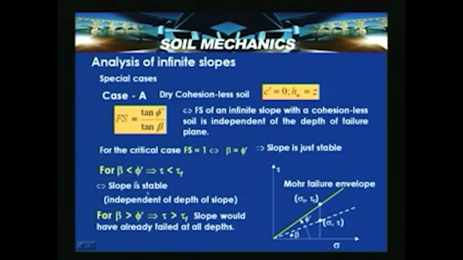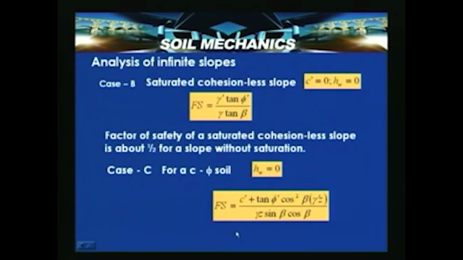So, for beta less than phi', tau is less than tau_f, the slope is said to be in stable condition independent of the depth of the slope. For beta greater than phi', tau is greater than tau_f, the slope would have already failed at all depths. In case B, let us consider a saturated cohesionless slope, that is, in this case c' is equal to 0 and h_w is equal to 0.